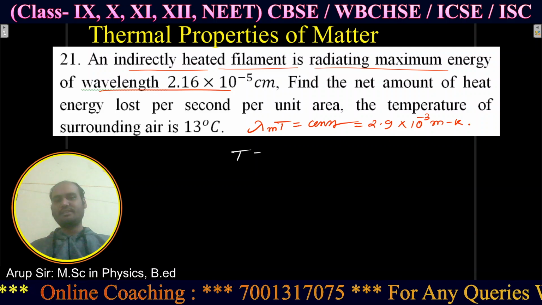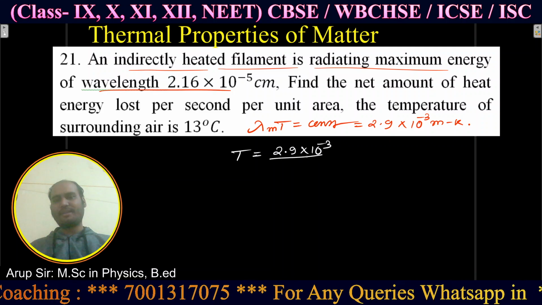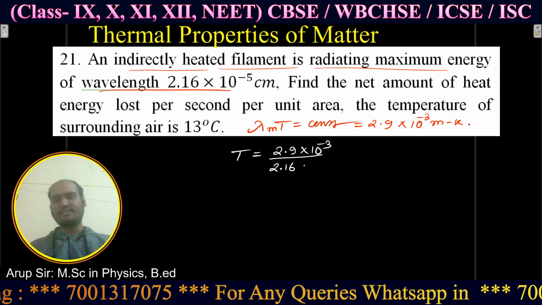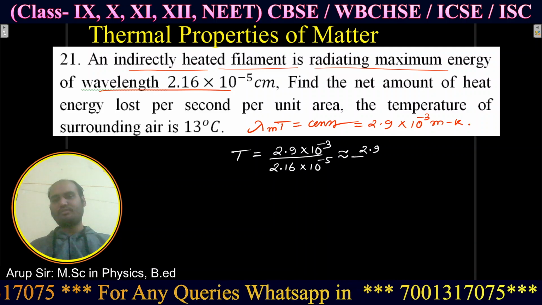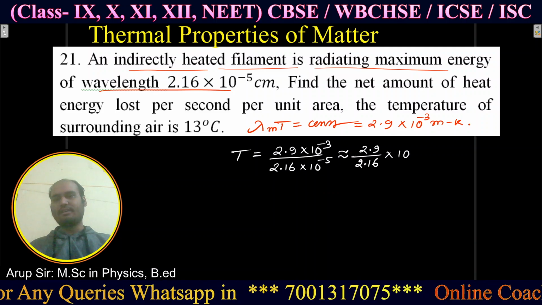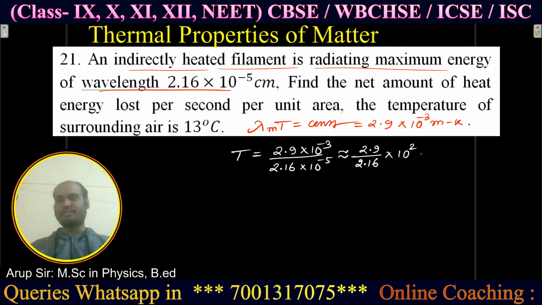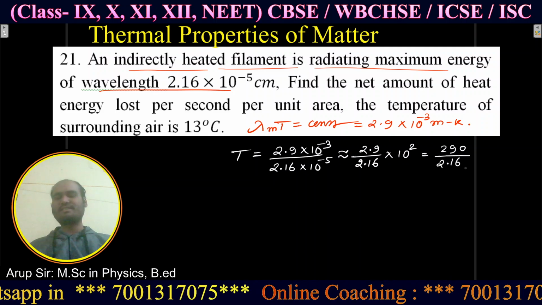So T is equal to 2.9 into 10 to the power minus 3 divided by lambda m, which is 2.16 into 10 to the power minus 5. Approximately I am taking 2.9 by 2.16 into 10 to the power 2, which means 290 by 2.16. This is the value of temperature.